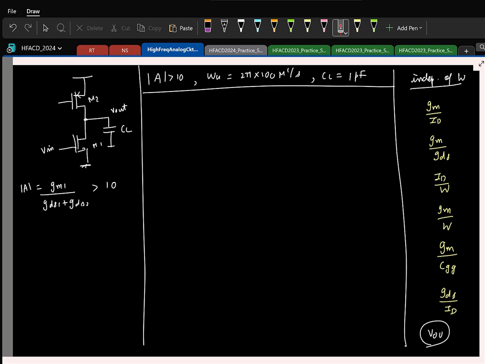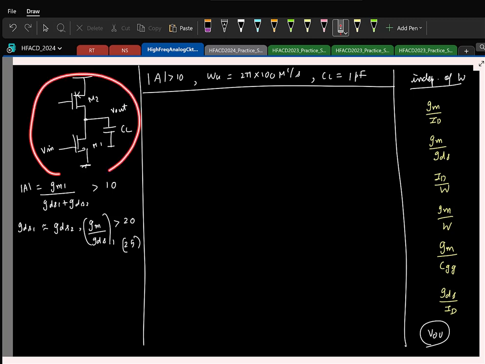Just a logical guess. It should at least be twice, assuming both GDSs are around the same value, right? So if I assume this, then GM by GDS of transistor M1 should be greater than 20. For example, let us say I choose it to be 25, a nice round number. So I have used the first specification. The second spec I have been given is omega u. What is the omega u for this circuit?